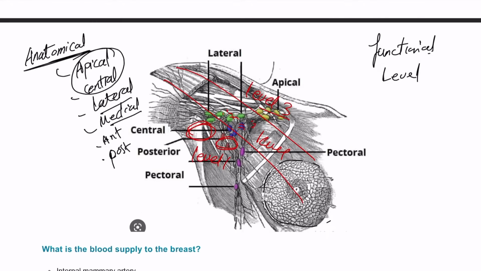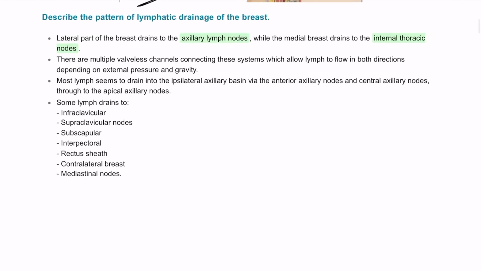This is not the only lymphatic drainage of the breast. It can also go to supraclavicular lymph nodes right there, and internal mammary lymph nodes on the medial side, and also infraclavicular lymph nodes as well, which will be sort of here. So these are all the lymph nodes for the breast, or the lymphatic drainage.